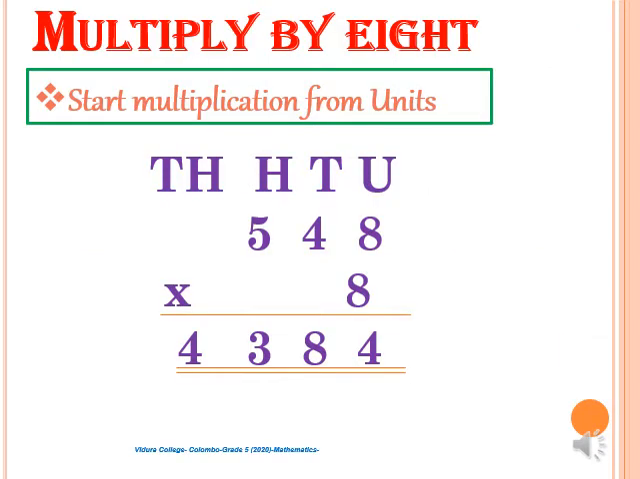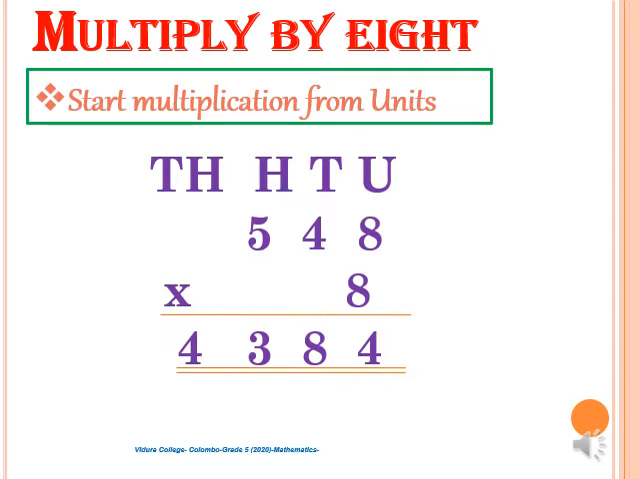Let's multiply by 8. Now, can you remember the way to start multiplication? You have to start multiplication from the units column. Here you have a number with 3 digits: units, tens and hundreds. Units column 8, tens column 4, hundreds column 5. So the number is 548. I place the multiplication sign along with the digit 8.